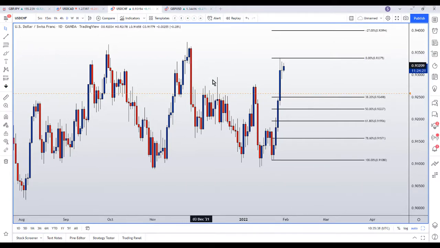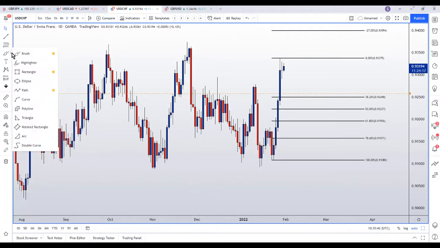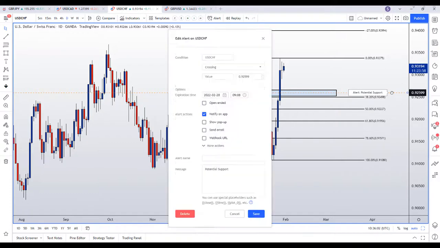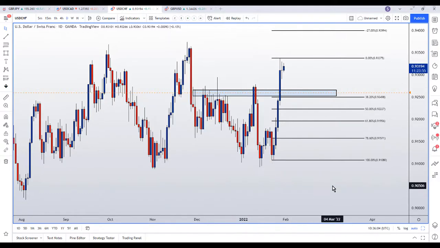Now you can see there's a bit of structure here. If I just draw that in, you can see that resistance. We broke above, closed above, retested, and it was a false break. So we could be coming back into that zone, which is why I've got my alert there. I prefer a little bit of a deeper pullback into that 38.2 at least, to be honest with you guys. But you know, we will see what the market brings us.